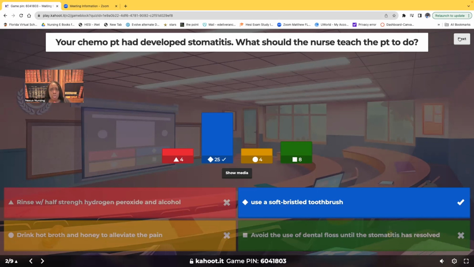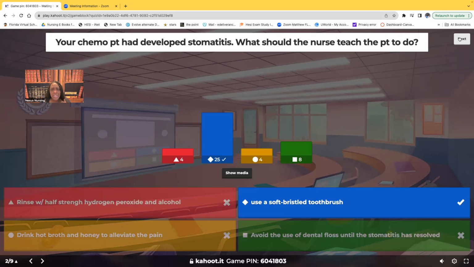by using very strong or irritating agents such as hydrogen peroxide or alcohol? Absolutely not. Next, drinking hot. That was the word that should have made you say no, because this patient has inflammation of the oral mucous membranes. Do we want to make it worse? Their mouth is going to be sensitive already. Do we want them to have anything hot in their mouth?